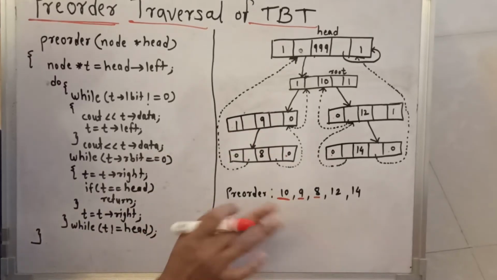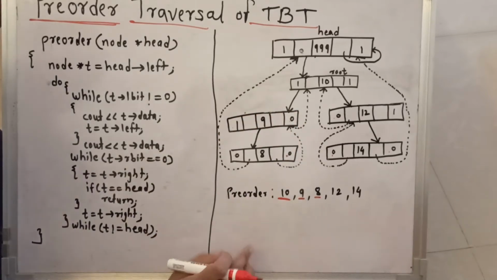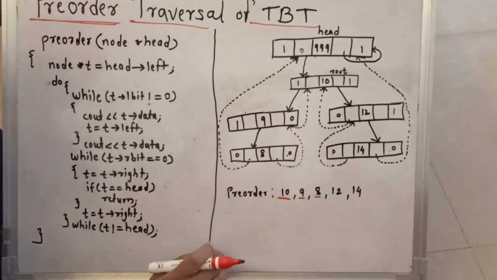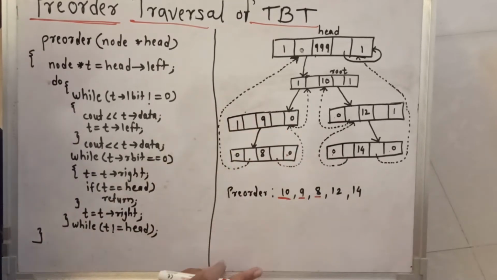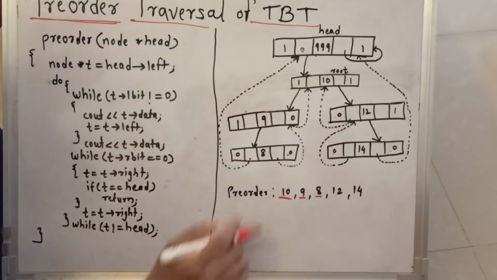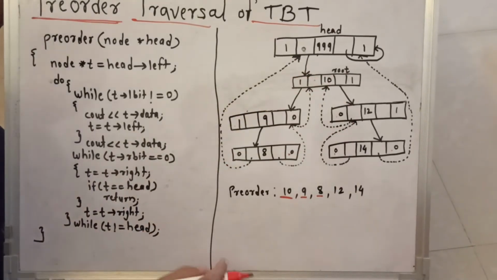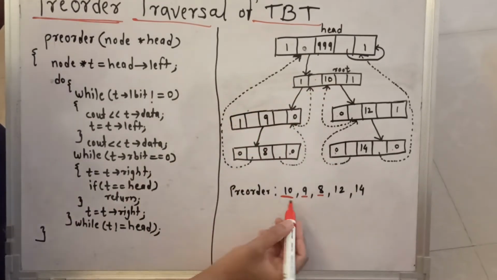So the second time we are not going to print it. Once again we will check the R bit field of this 9 here. Again the R bit field is equal to 0 here. That means no right child is present for the 9. So follow the thread and again go back in the tree. Whenever we follow this thread, we will come back to the 10 here. The 10 is already printed here.